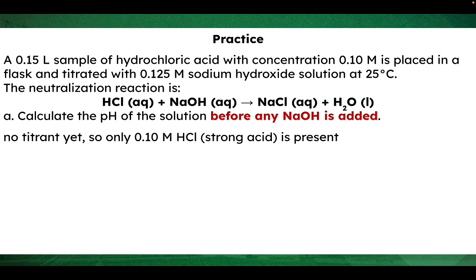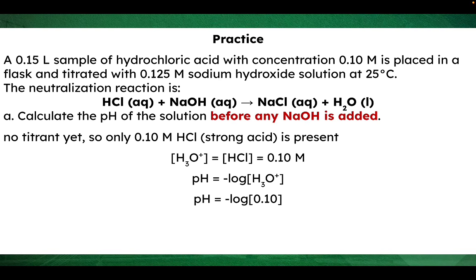Here, it means that there's no titrant yet. In your flask, you only have 0.10 molar HCl, which is a strong acid. So the hydronium ion concentration is equal to the concentration of the HCl, which is 0.10. To calculate the pH, we use the formula negative log concentration of hydronium ion. The concentration is 0.10, so when you do the math, the pH is 1.0.